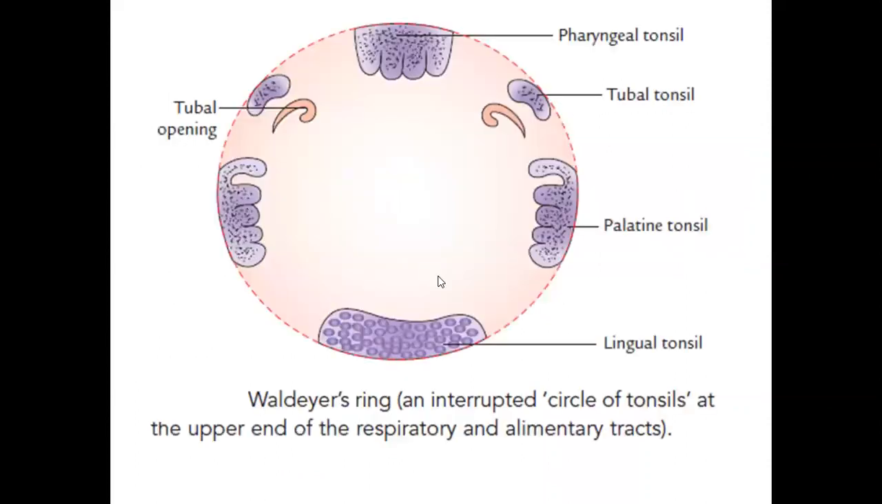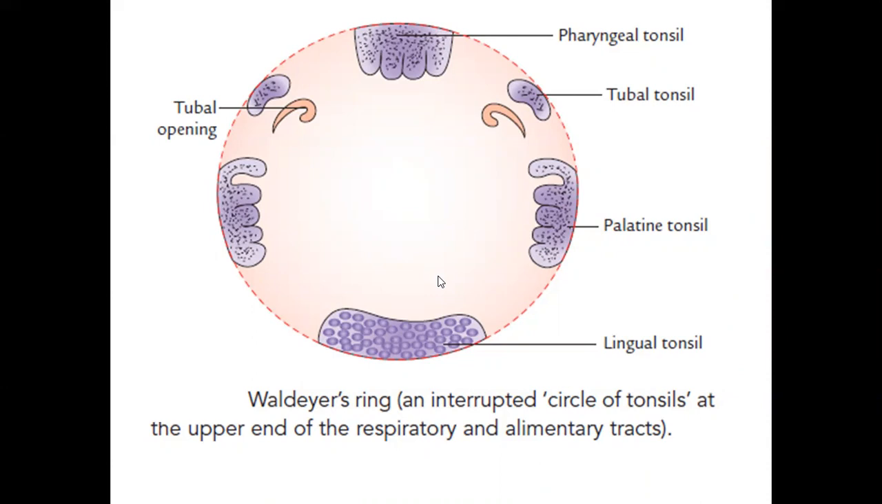Then we have another important structure that is known as the Waldeyer's ring. So far, we saw that we had in the nasopharynx a collection of lymphoid tissue. In the oropharynx, we had a collection of lymphoid tissue. Okay, so there is an aggregation of lymphoid tissue which lies underneath the epithelium of this pharyngeal wall.